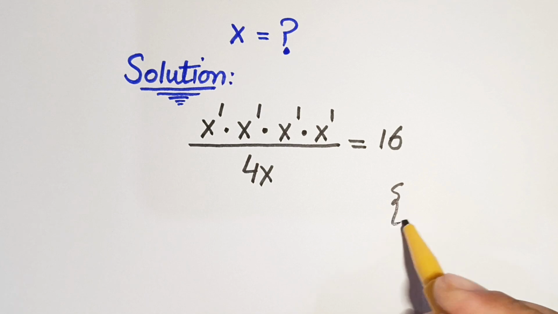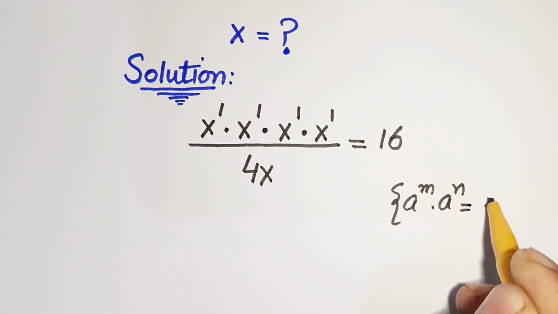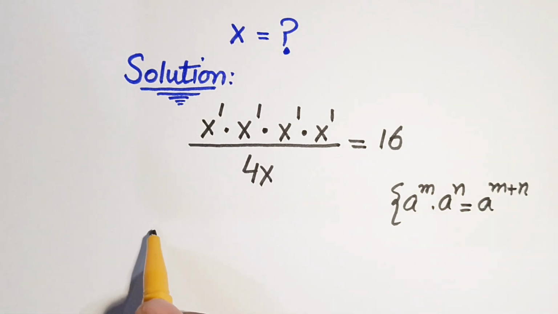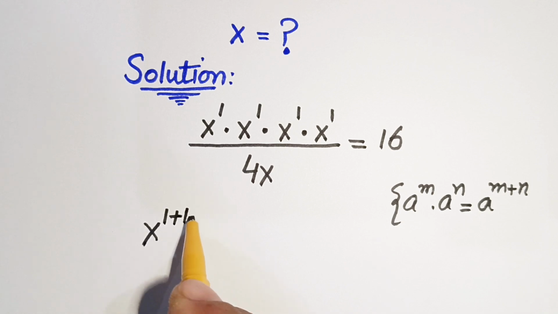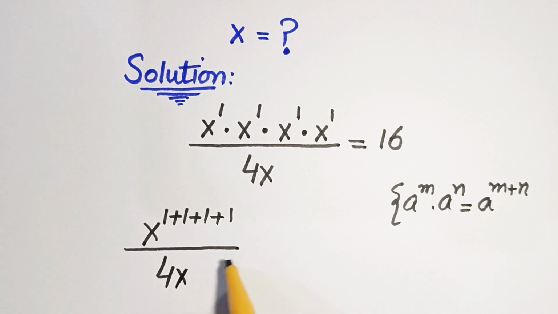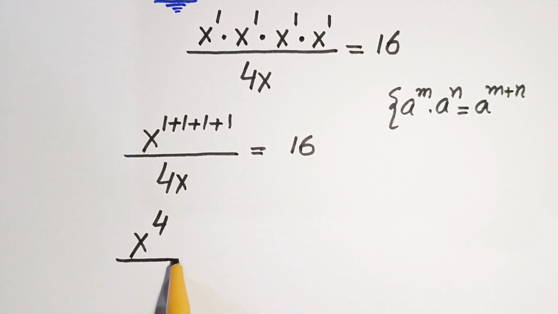Now our next step: as we know that by the exponential law, if we have a to the power m times a to the power n, it is equal to a to the power m plus n. So here it will be x to the power 1 plus 1 plus 1 plus 1, all over 4x, is equal to 16. Now x to the power 1 plus 1 plus 1 plus 1 will be 4, all over 4x, that is equal to 16.